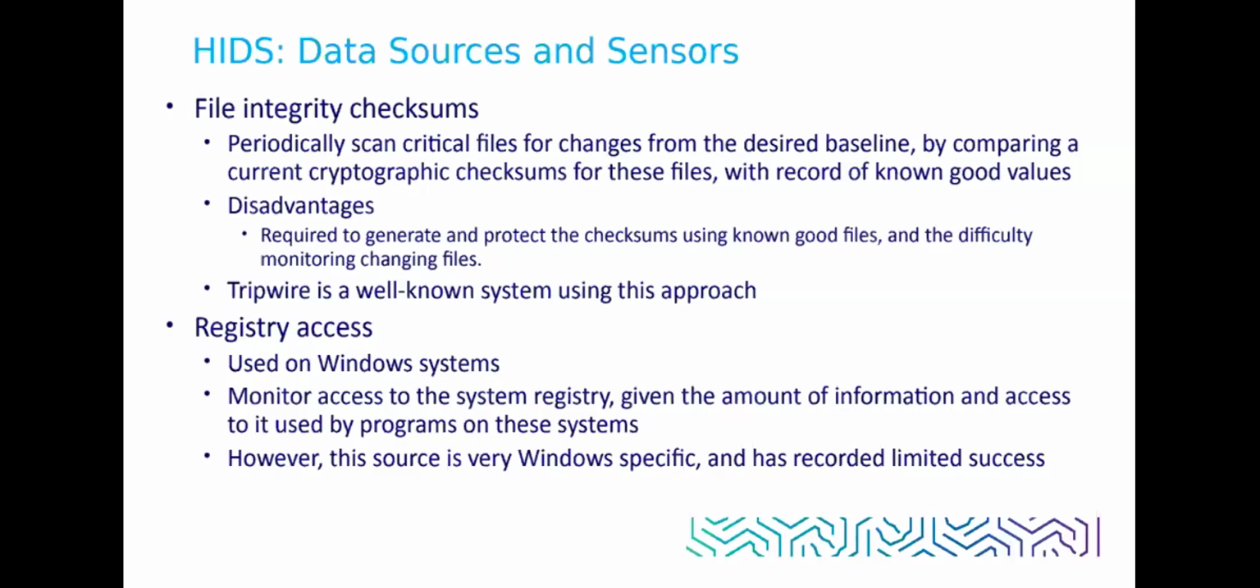File integrity checksum, or file integrity monitoring, protects the critical files by comparing their current cryptographic checksum with trusted baseline values. If an unauthorized modification happens, the checksum changes and the HIDS generates an alert. The registry monitoring focuses on detecting unauthorized changes to the Windows registry, which malware frequently modifies to achieve persistence or alter the system settings. While each technique has limitations, combining them with other HIDS data sources provides a stronger and more reliable host security solution.